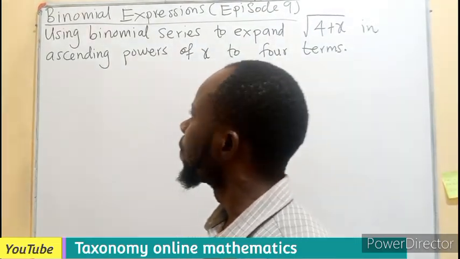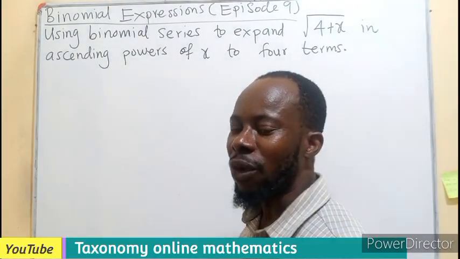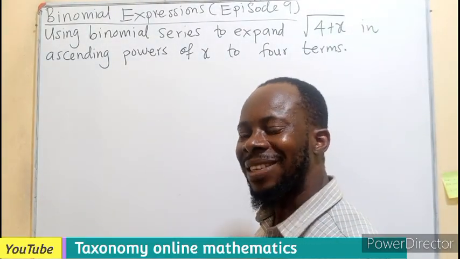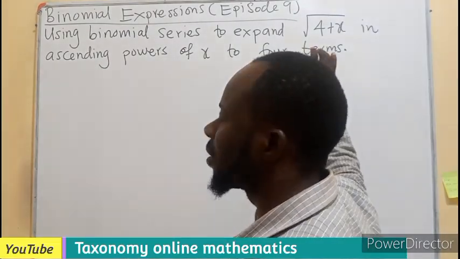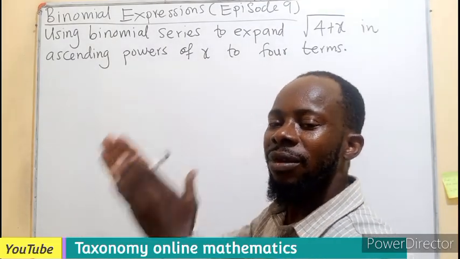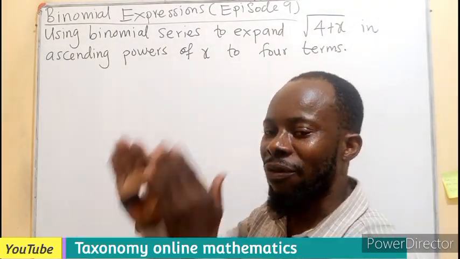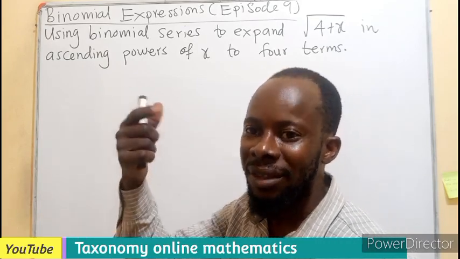We want to take a question involving the square root. Using the binomial series to expand the root of 4 plus x in ascending powers of x to the fourth term. Meaning we need the one that has the fourth term. And if you talk about the fourth term, it should be the one that has the denominator of factorial 3.